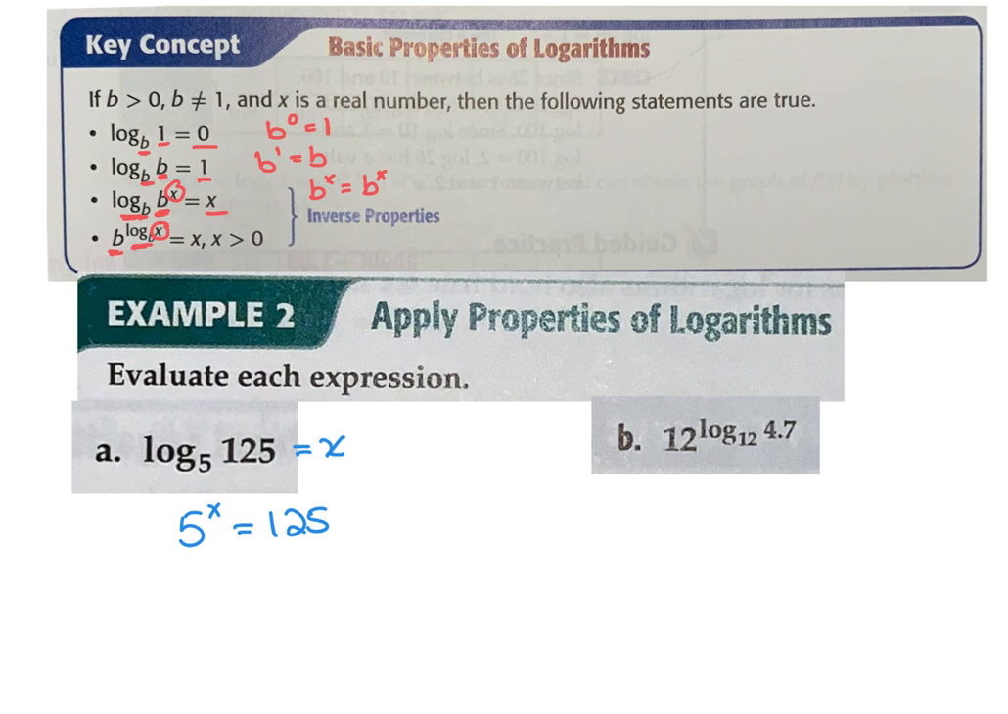5 to what power equals 125? That's just going to be 3, all right? Over here, bases of the same type cancel each other out. So I could just do this. This answer is just 4.7.